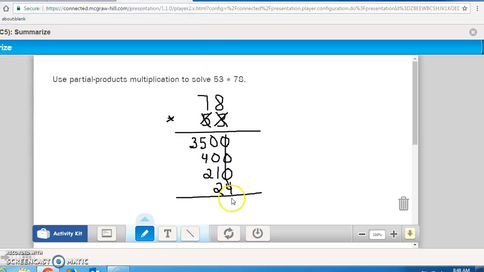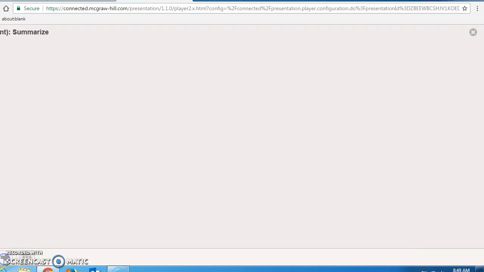Sorry about that. 0 plus 0 is 0, plus 1 is 1, plus 2 is 3. 5 plus 4 is 9, plus 2 is 11. And 3 plus 1 is 4. So my answer for 53 times 78 in the partial products multiplication method is 4,134.